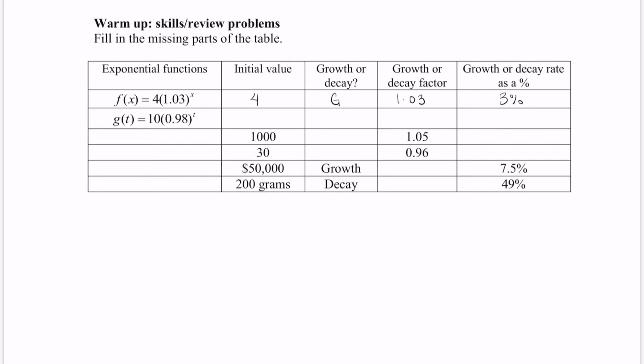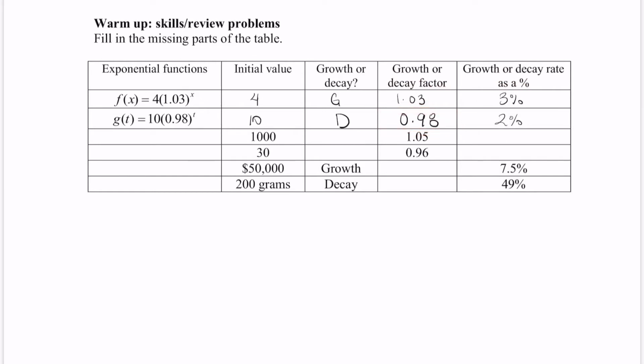What about G? G of t equals 10 times 0.98 to the t power. Our initial value is 10. Now here, 0.98 is between 0 and 1, so it's less than 1. That tells me it's decay. The growth or decay factor is 0.98. We're looking for the difference above or below 1. This one here is 0.03 above 1, which becomes 3%. This one is 0.02 below 1, so that's 2%.